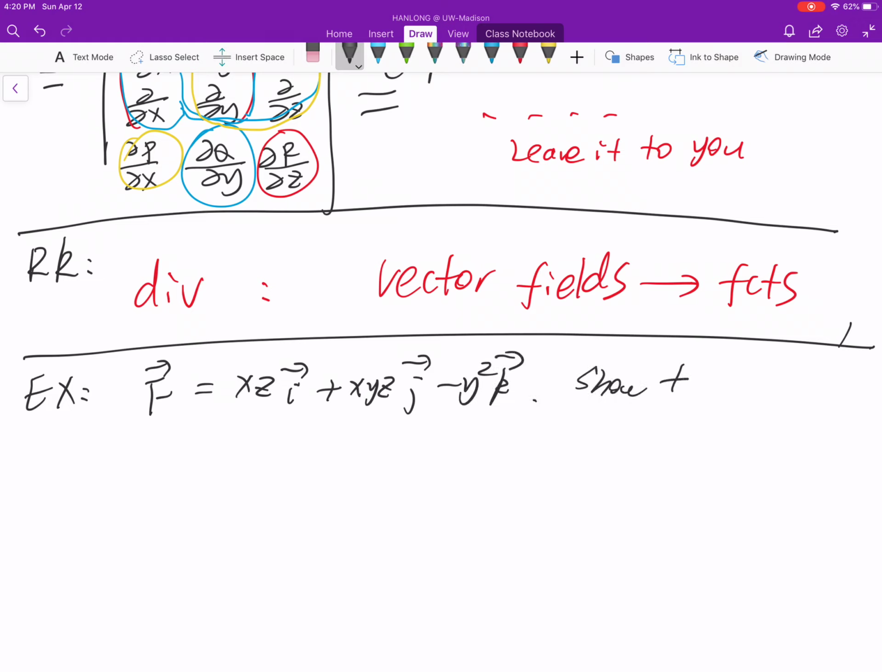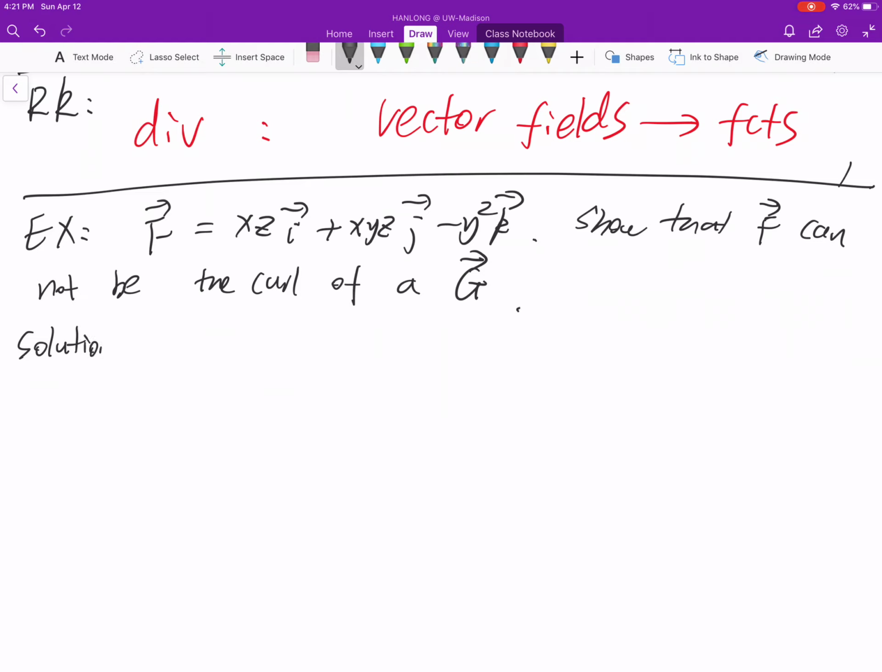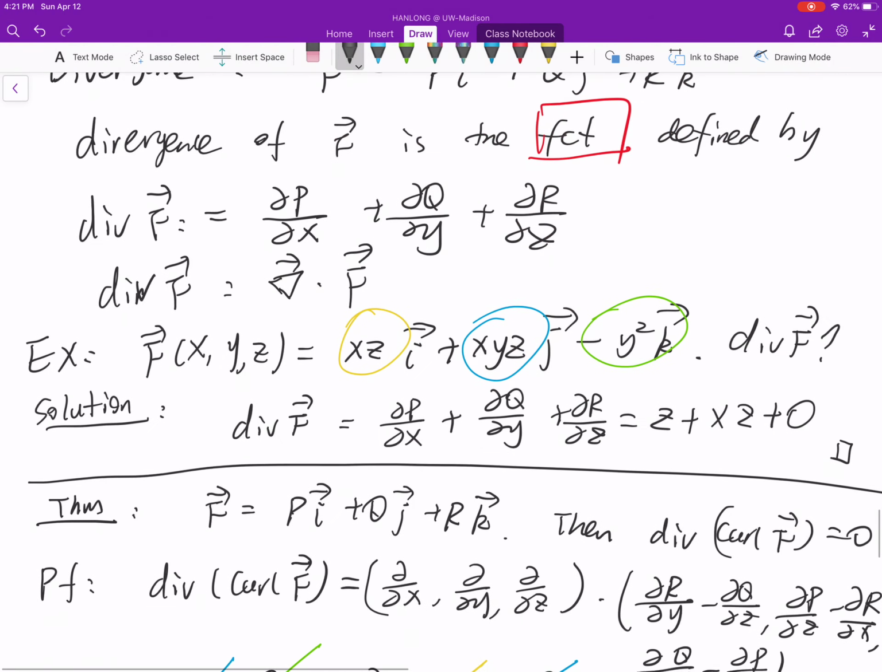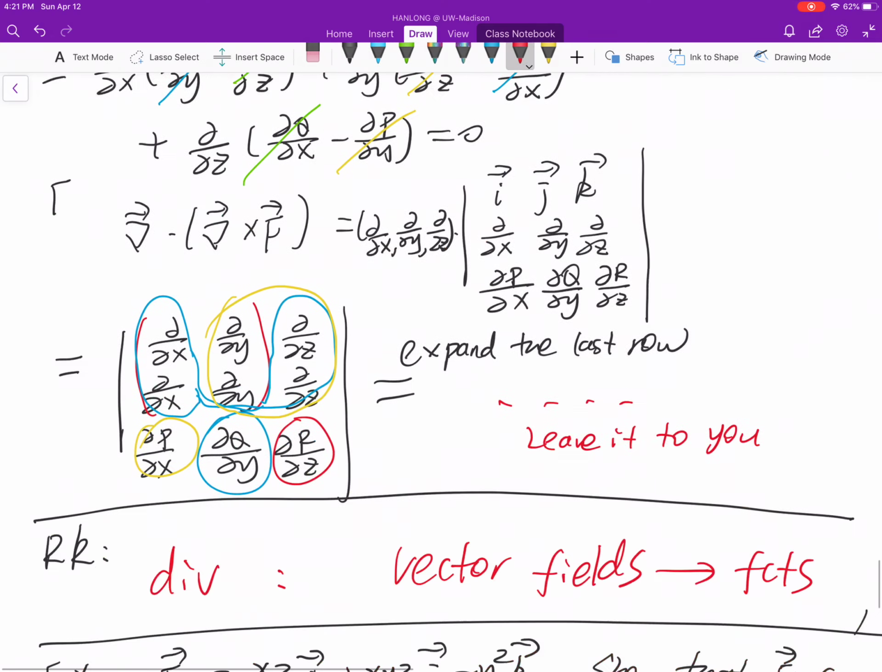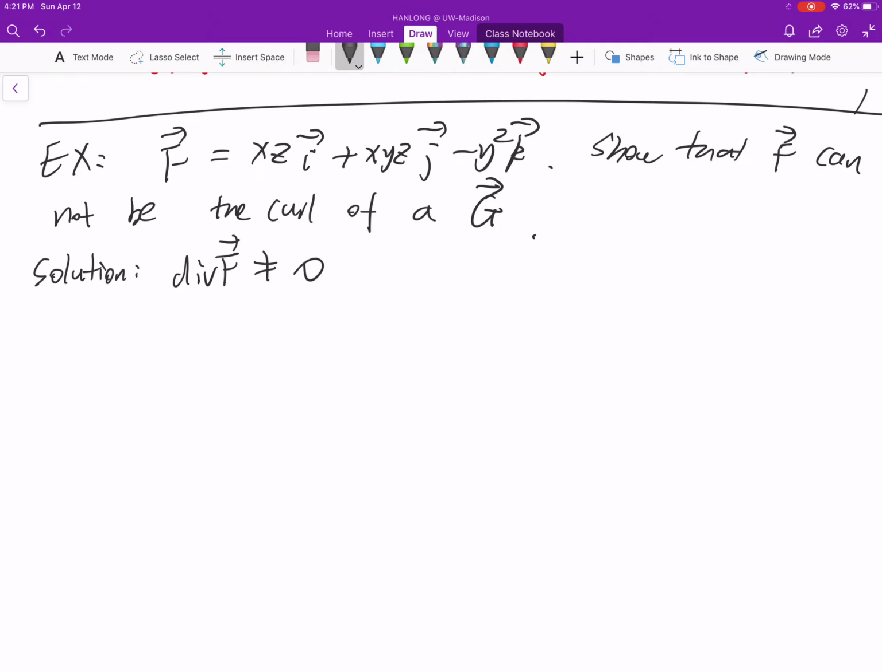Show that f cannot be the curl of a vector field G. So first, by the previous computation we had, we can compute again the divergence of V. What is the divergence of V? We already computed it. So here, this is not zero.